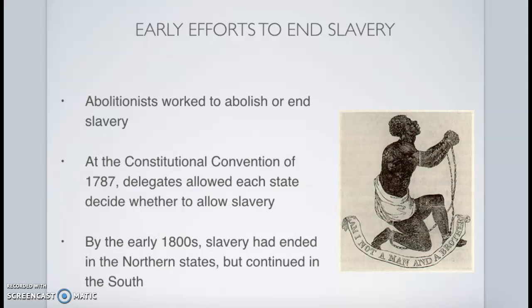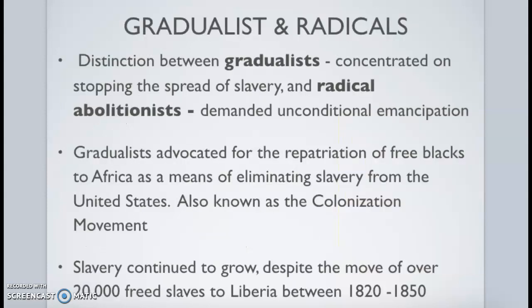So by the early 1800s, slavery had ended in most of the northern states, but slavery still existed in the southern states. So you all might be aware of that whole idea that slavery existed in the South and not in the North. There was a time when there were slaves in the South and the North. The North decided early on to end slavery, whereas it continued in the South. So much of the abolitionist work we'll be talking about is occurring in the southern states.